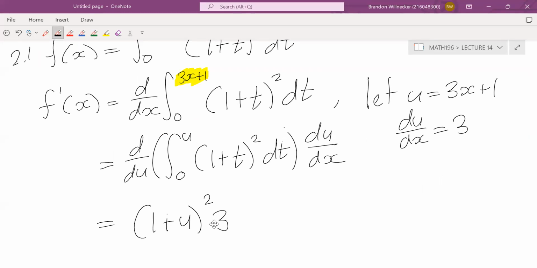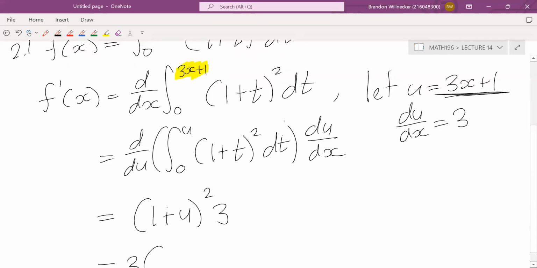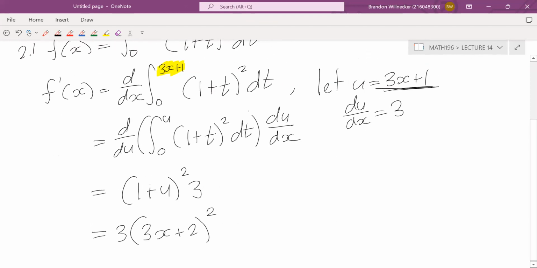Now we can't leave it like this. We need to put our u expression back. So this will be 3, and u is 3x plus 1. So it will be 3 times (3x plus 2) all squared. Okay. Any questions on this one?